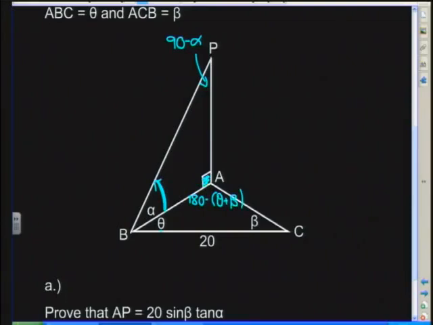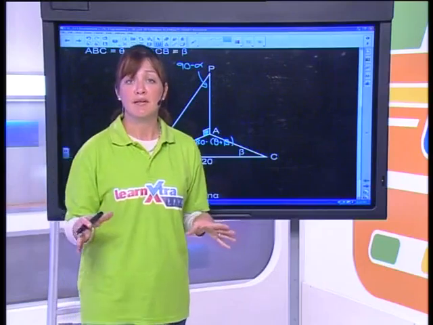Okay, so that's what we've got over there. I don't think I can find any other angles. I found as much as I can. Right, so that's step number 2 dealt with.